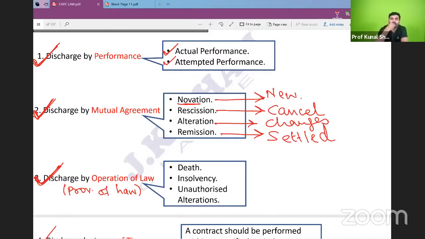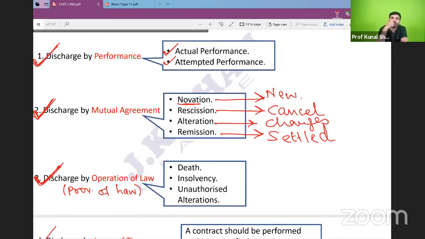Whenever after the contract gets entered, a contracting party becomes insolvent or is a person disqualified by law, sorry, the contract has become void. In that case, the contract gets discharged. Unauthorized alterations: if you have done an alteration which is unauthorized, then in that case also the contract comes to an end under operation of law. It is nothing but a kind of fraud done by you. You were not authorized to do those alterations, but you still did it. The contract comes to an end.